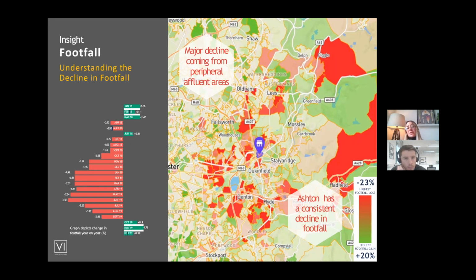which essentially also leads to the fact that Ashton's not really catering for that resident base. So Ashton Town Centre, again, is losing footfall because its alignment is not quite matching the requirements and the needs of local residents to drive that engagement and keep footfall consistent, or hopefully increasing in years to come.